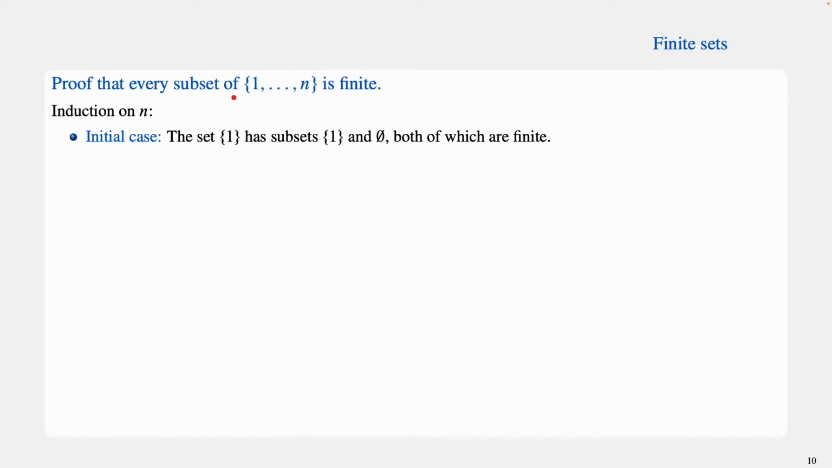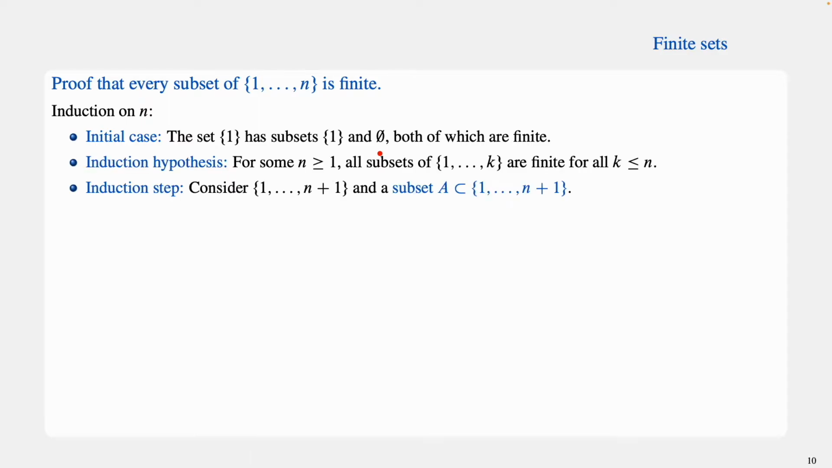So I prove now that every subset of the set of numbers from 1 to n is finite, and then the subset A in the previous proof will follow to be finite from that. I do this by induction on n, so by induction on the numbers in my set here. The initial case is the set {1}, the set that contains only the number 1, and it has subsets {1} and the empty set, and both of them are finite. So the initial case holds up.